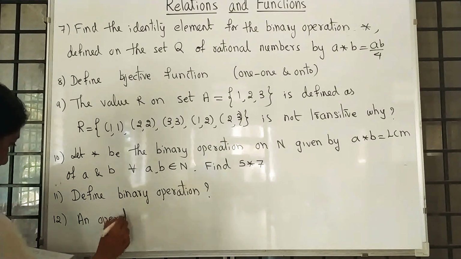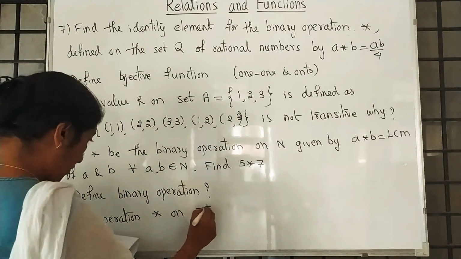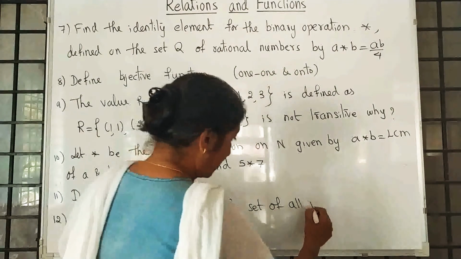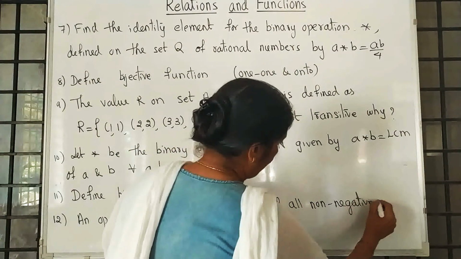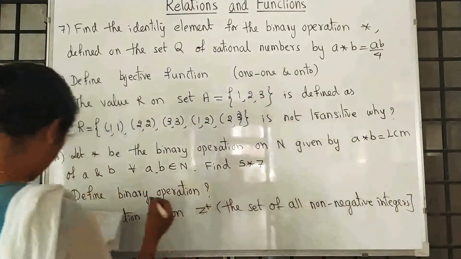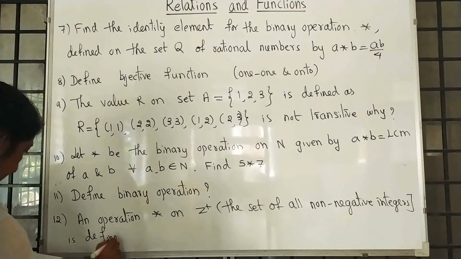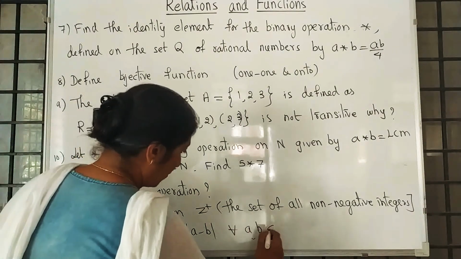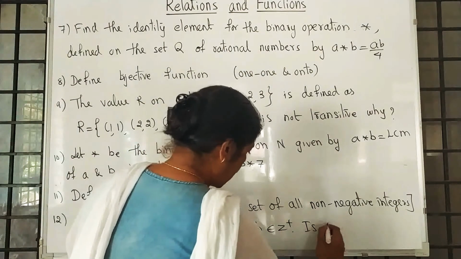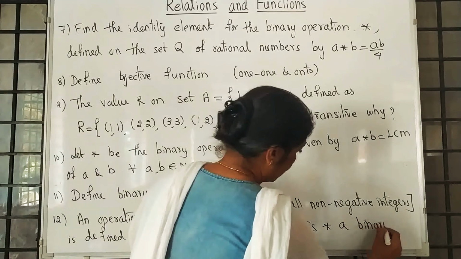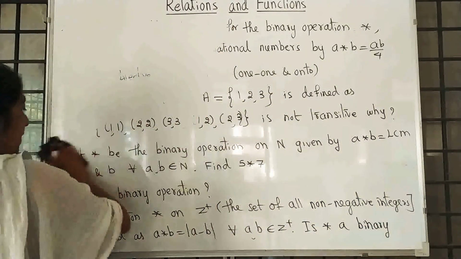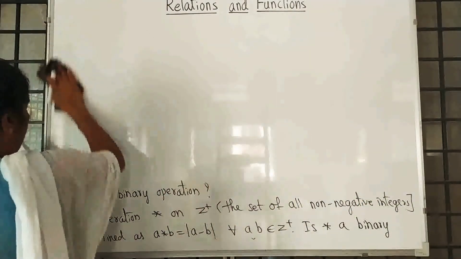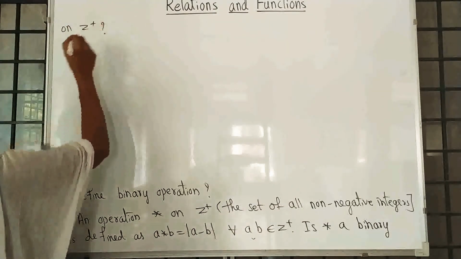An operation star on Z plus, the set of all non-negative integers, is defined as a star b is equal to mod of a minus b for all a, b belongs to Z plus. Is star a binary operation on Z plus?